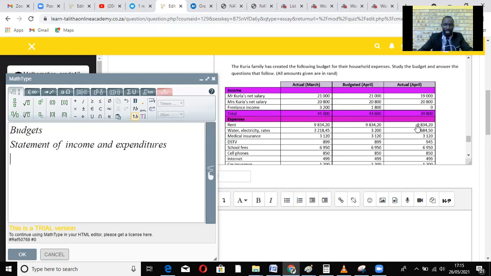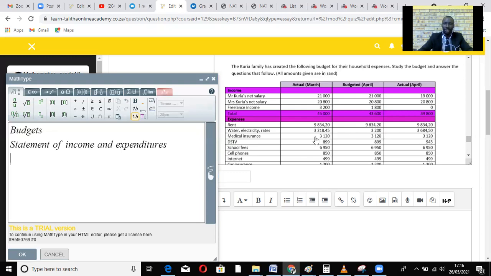Actually, the rent stayed the same. Nothing got changed. Now for water, electricity and rates. In March, it was 3,218.45. Now, the budgeted one in April was 3,200. Well, water, electricity, and rates actually was much higher than the budgeted one. It was 3,684.5.